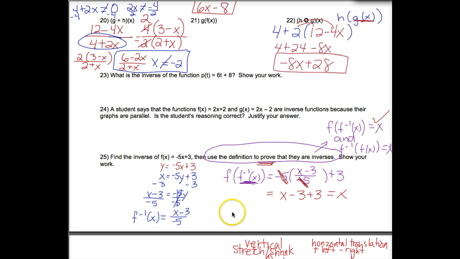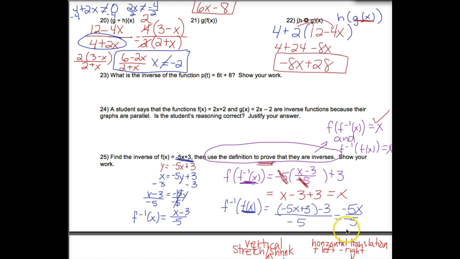The other part of my proof is I need to show that f inverse of f of x equals x. So f inverse is the outside function this time, so that's this. Leave a hole where the x was. I've got minus 3 over negative 5. In place of the x, this time the inside function is my original, so I'm going to put negative 5x plus 3 on the inside there. Because this is not multiplication, you really don't need the parentheses. The positive 3 and the negative 3 are going to cancel. Your intermediate step looks like this.